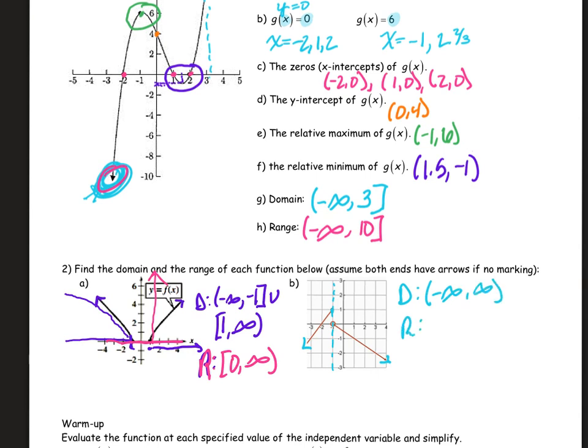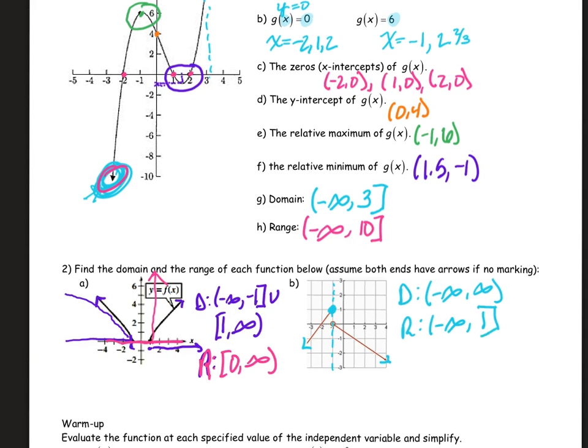Now my range is a different story. My arrows are all going down. So my range is going to go from negative infinity. And where does it stop? Well, it stops here. This is my highest point on my graph, right here. So my range goes from negative infinity to 1. And since that's a solid dot, it is included.